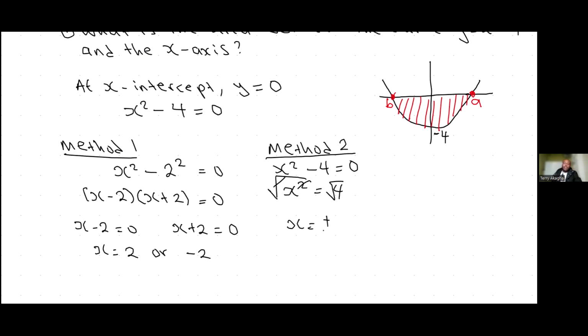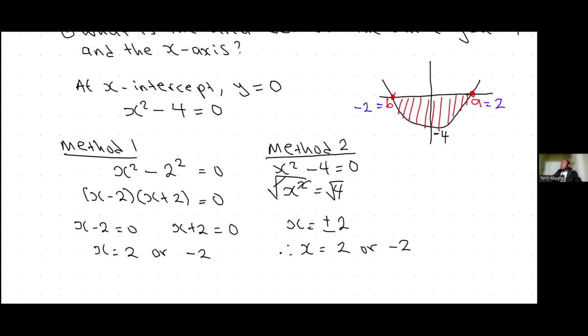So I told you in quadratic equation, when you're solving, square root is plus or minus. So therefore, x will be equal to plus 2 or x will be equal to minus 2. So you can see it's exactly the same thing. Or you can use any method you want, you should get the same result. So that means for this question now, our A is going to be equal to 2 because it has to be on the positive side, and our B is going to be equal to minus 2.